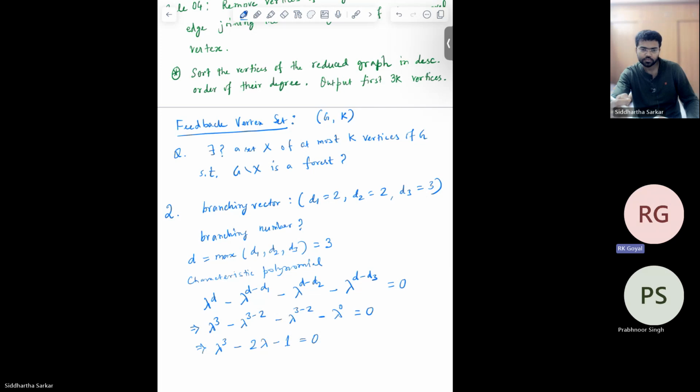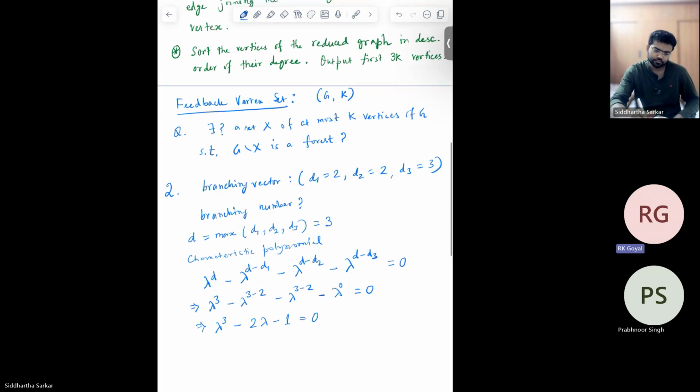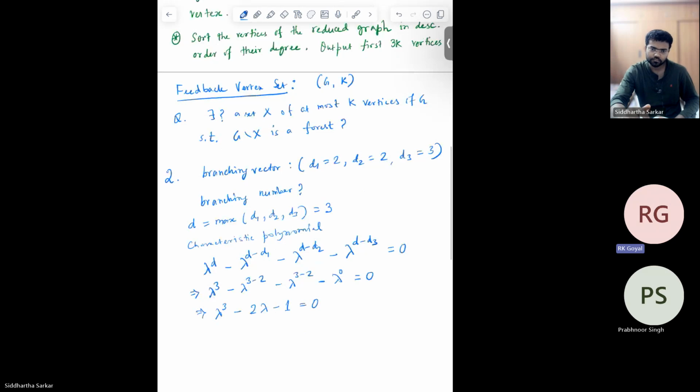So if I put the value lambda equal to 1 here, that will not satisfy this. If I put 2 here, then 8 minus 4, no, minus 1. Yeah, so let's first try minus 1. If I try minus 1, then minus 1 plus 2 and then minus 1. Yes, so for lambda equal to minus 1, this equation is satisfied. So minus 1 is a root.